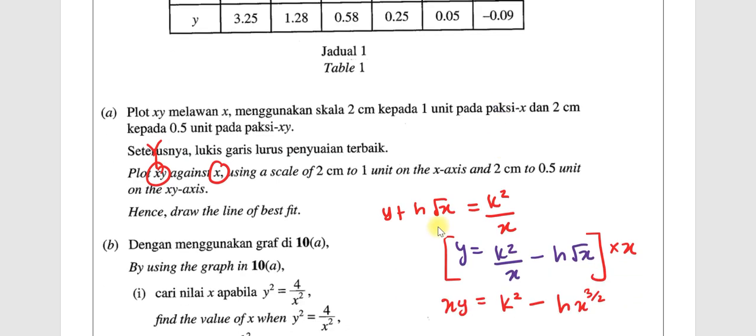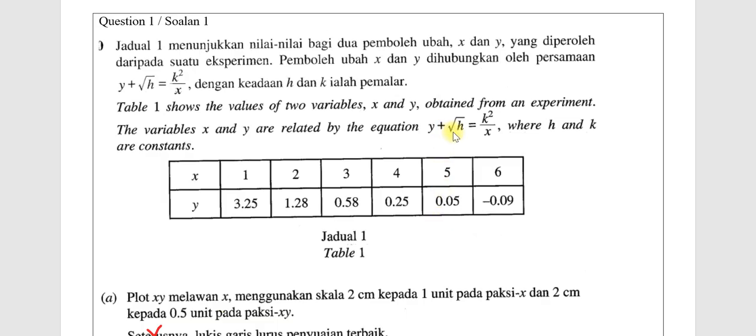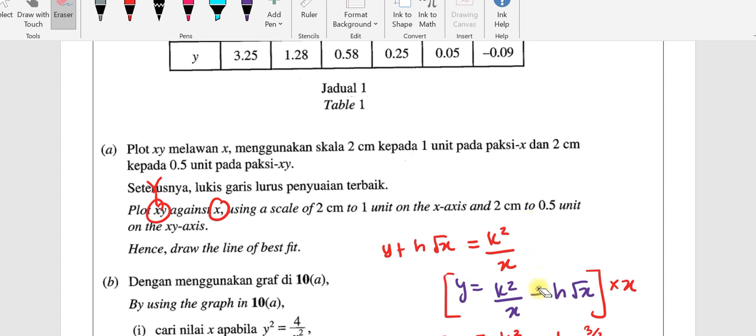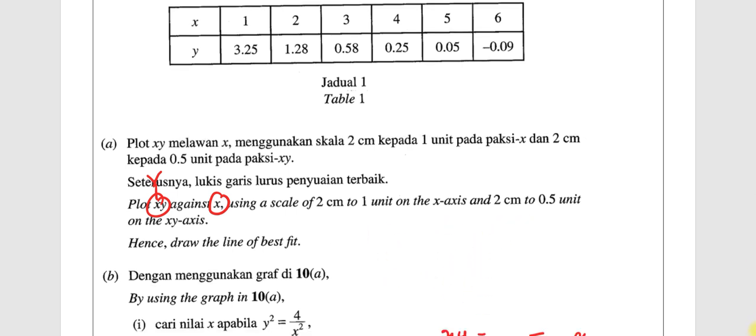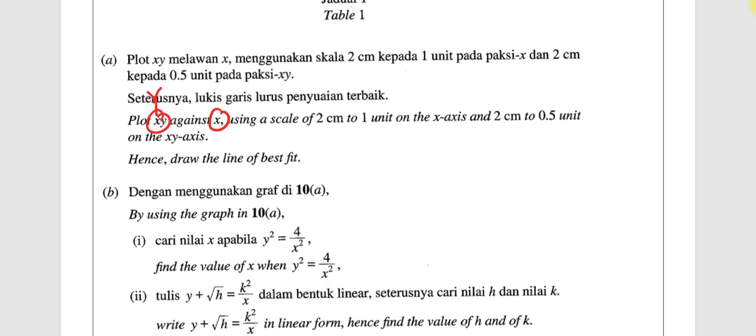Saya rasa saya silap tulis soalan tu. Dia adalah root h. Saya letak h root x. Okay, right. So I think I made a mistake there. Okay. I always make this type of mistake lah when I do the maths. See things wrongly. So don't be like me, eh?